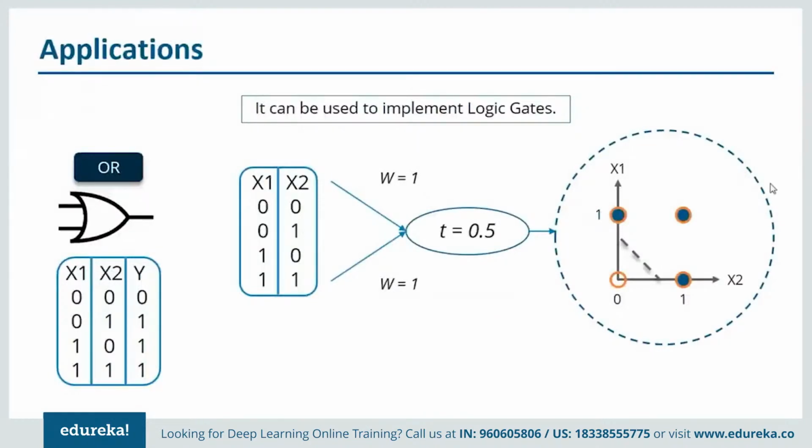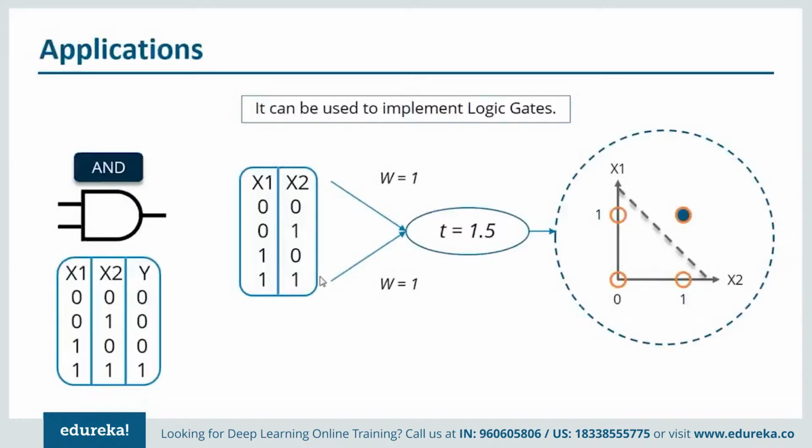And now if you notice, with the help of the single layer perceptron, we are able to classify the ones and zeros. So with this line, anything above this line is 1, and anything below this line we have zeros. So this is how we are able to classify, or implement, the OR gate.